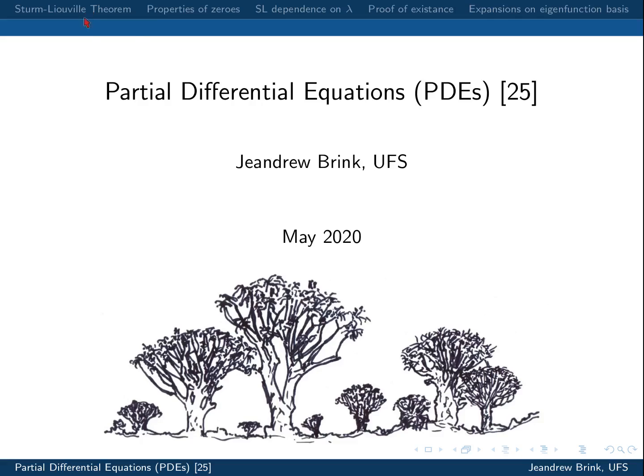During this lecture, we'll continue looking at the Sturm Liouville Theorem. In particular, we'll be looking at the properties of the zeros, the dependence on the parameter or the eigenvalue lambda, and finally the proof of existence of an independent set of basis functions with an infinite series of lambdas stretching from 0 to infinity. And in the second part, we'll be looking at how to expand a function on the eigenfunctions basis for a particular Sturm Liouville problem.